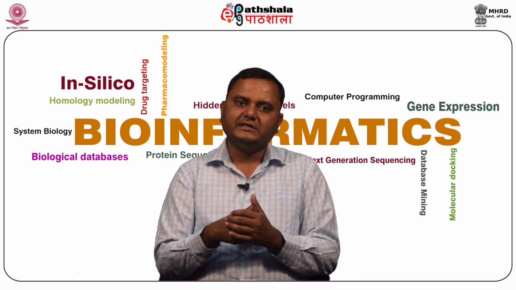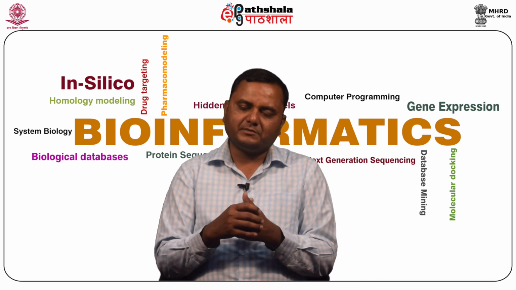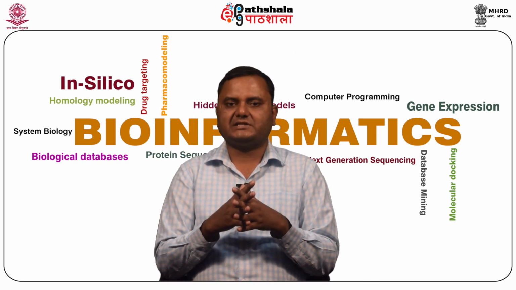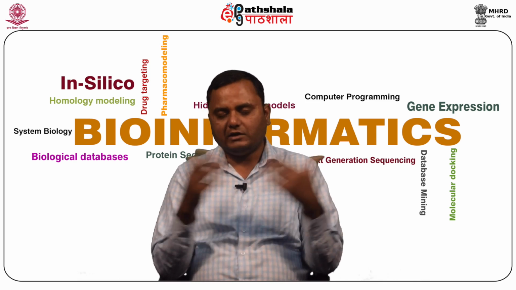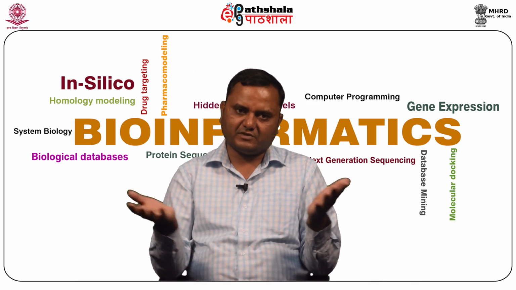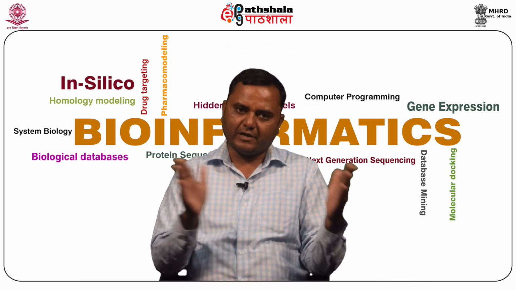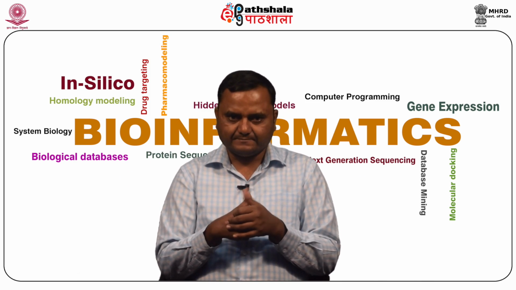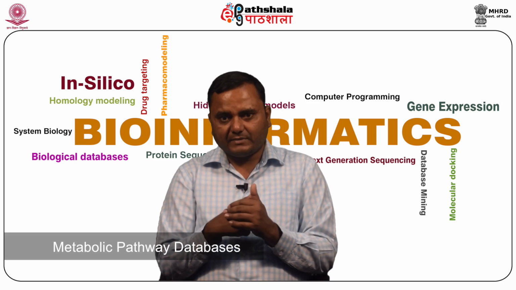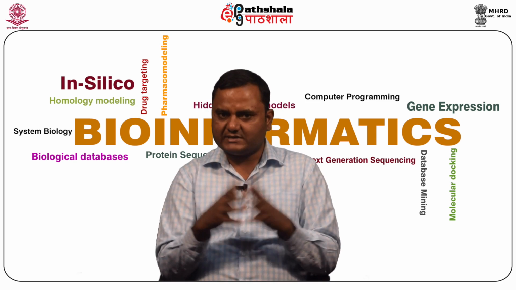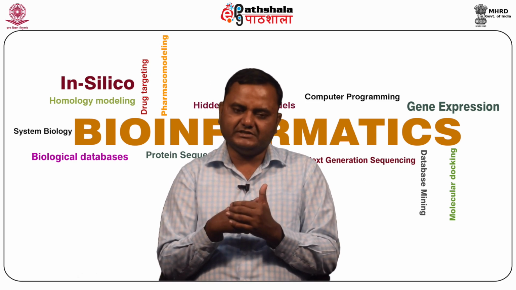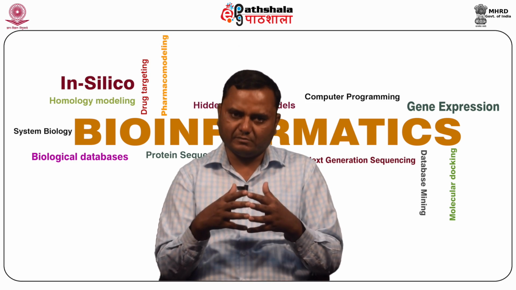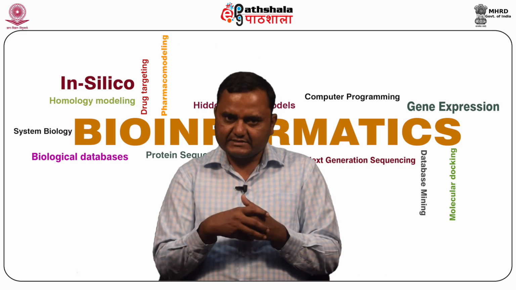Then the structural database has information about the protein's three-dimensional structure. That's the Protein Data Bank, which stores information about all the proteins whose structure is determined, in terms of atomic coordinates as well as the annotated version of the structure. Then the metabolic pathways database has information about certain pathways, and for that there is KEGG, the Kyoto Encyclopedia of Genes and Genomes, which has the information about metabolic pathways.